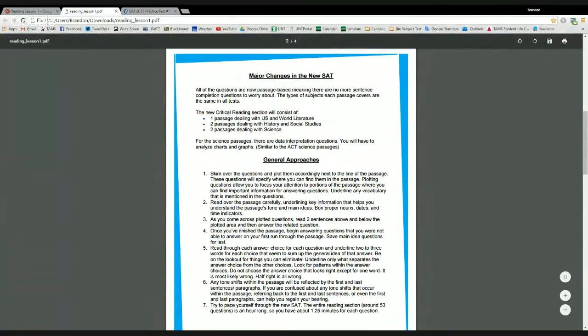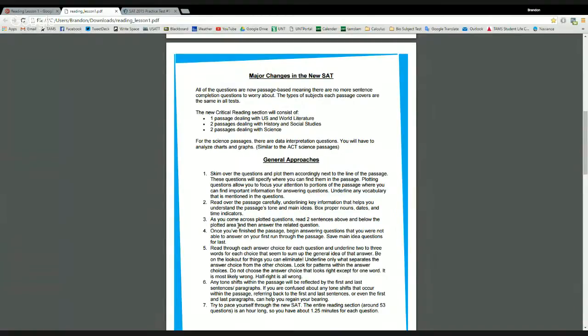Once you finish the passage, begin answering the questions you weren't able to answer through your first run. Also save main idea questions for last. So you actually answer all the questions that you plotted first, because those are the easiest and you know where they are. Then you leave the main questions for last, once you get the general idea of the passage after reading the whole thing.